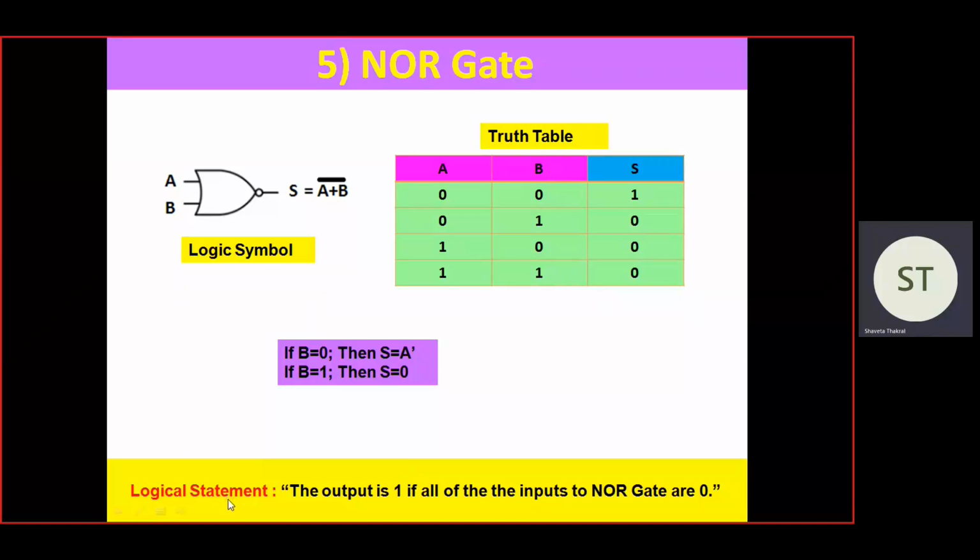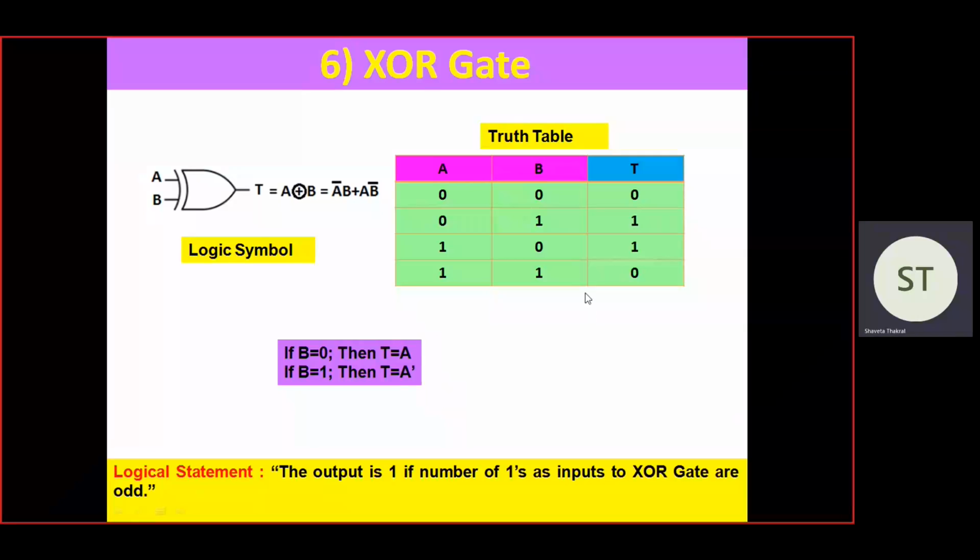And what is the logical statement? At what condition do we get output 1? Under the condition that all the inputs to the NOR gate are 0. So if all the inputs are 0, then only the output will be 1. Otherwise, in any other case, if any of the inputs or all the inputs are 1, then the output will be 0. Then the next logic gate is the XOR gate.